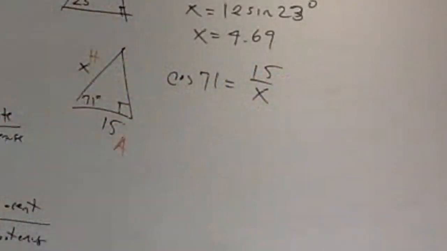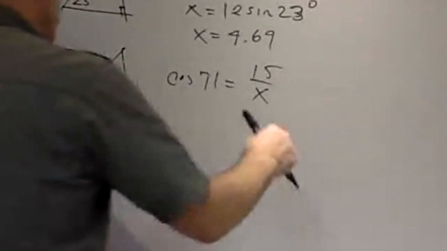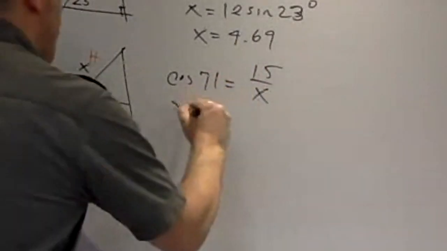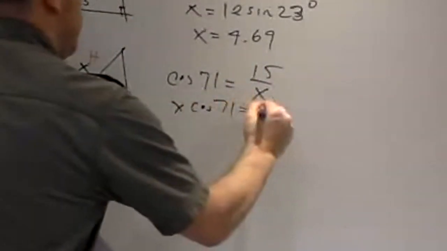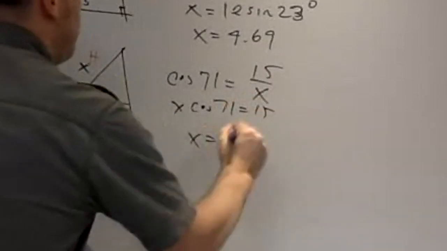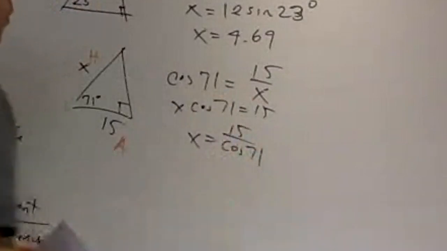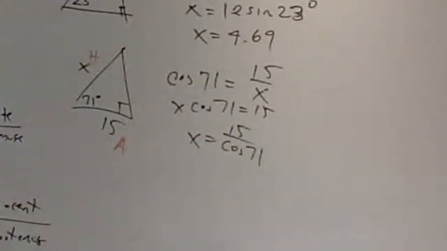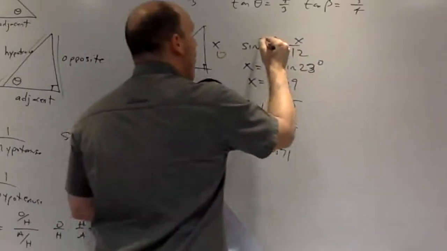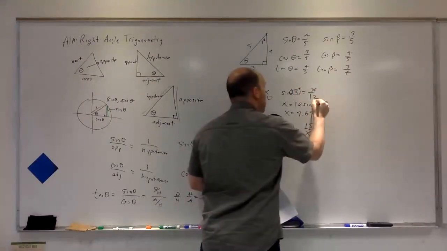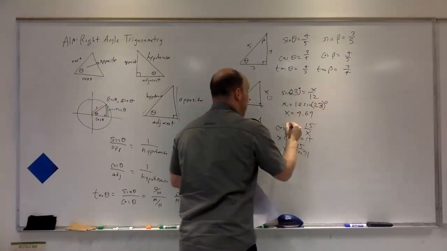Now, this may seem a little tricky. If you think about it, we have x cosine 71 equals 15. Therefore, x equals 15 over cosine 71. Please be careful. Also, please remember, when you put this in the GDC, you have to put the degrees in parentheses.